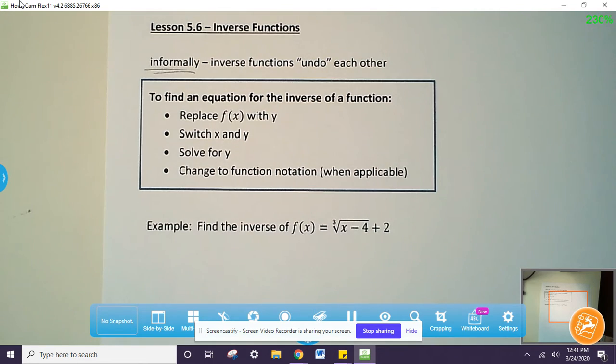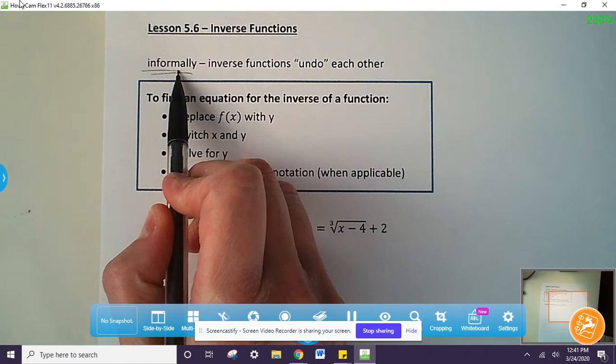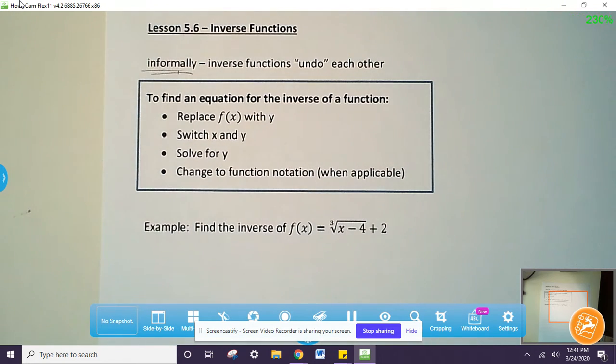And I'm not going to write down those examples right now because that's informal. That's not a foolproof way to know that you have inverses. So I'll mention it. I'll bring it up again later today. I'll bring it up again in the next lesson. But I'm not going to write down notes on that informal way of thinking.